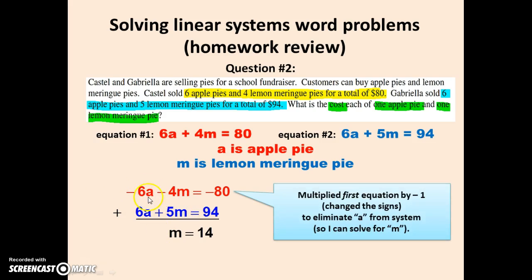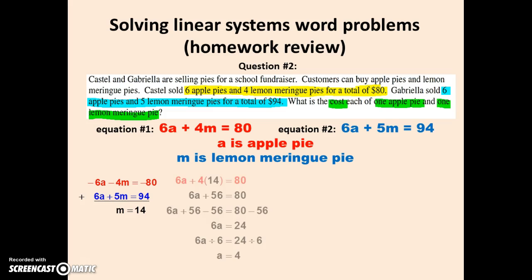Okay? And by doing that, you can see I got additive inverses here, a -6 and a +6, so my A's are going to eliminate, and I'm left with M. 5 and -4 just gives me one M. Hey, this is an easy problem. -80 plus 94 gives me 14, so I found my M. Now let's complete the problem.